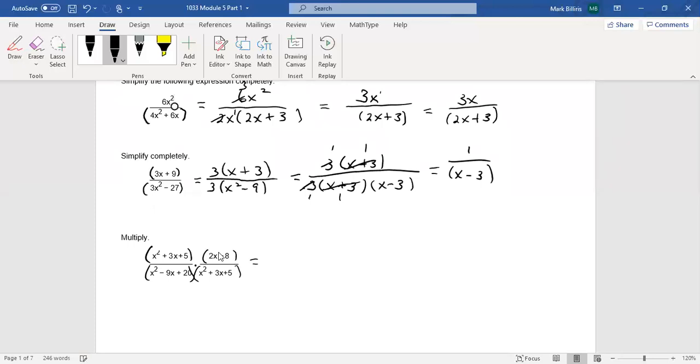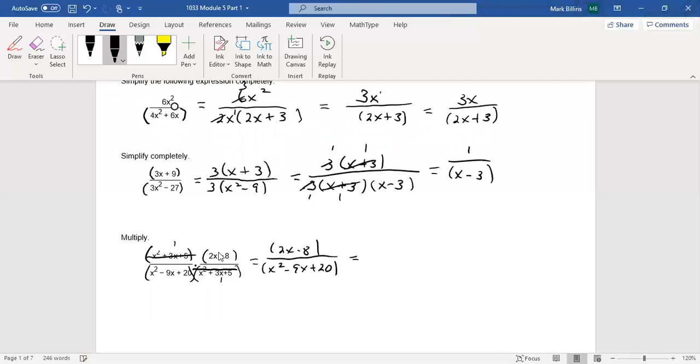This is why it was very important to learn the shortcut, because it's going to make the factoring part easier. Before I get into factoring, I want to look at what I have in the problem. The first thing you should notice is that in the numerator, I have x squared plus 3x plus 5, and I also have an x squared plus 3x plus 5 in the denominator. So I can reduce those right off the bat. That's going to leave me with the 2x minus 8 and the x squared minus 9x plus 20.